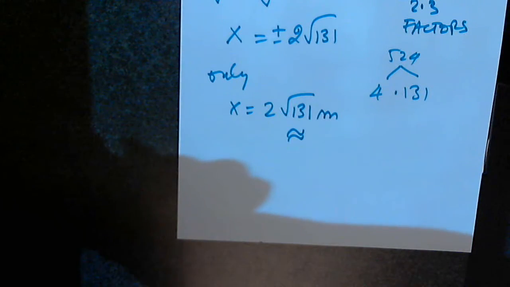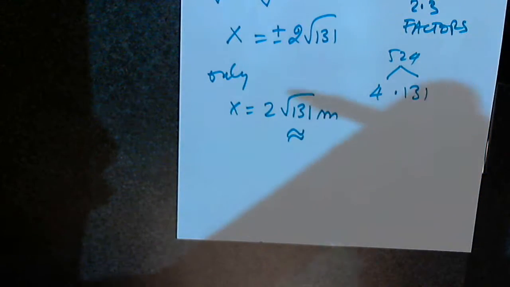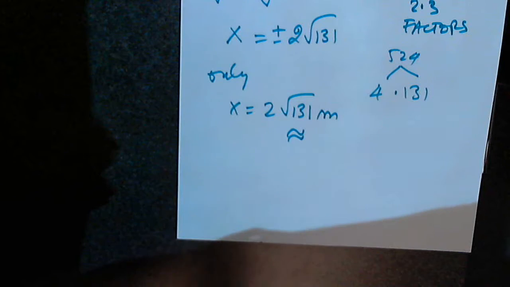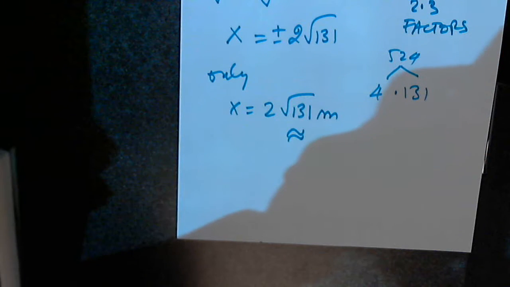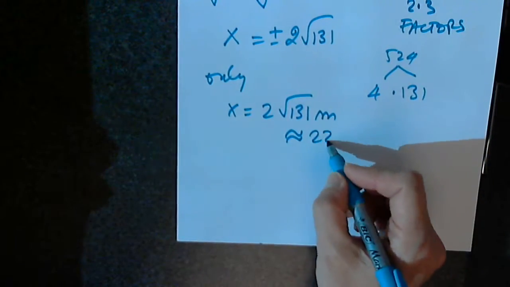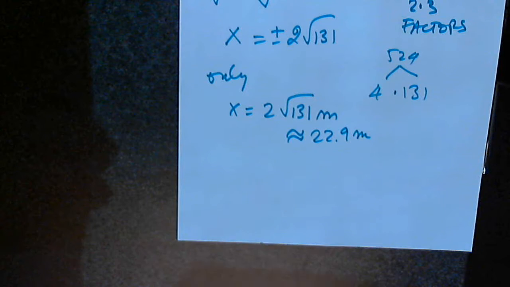Where's my calculator? I have it here, I think. Oh, yes, I do. So you can approximate it. You can always approximate when we talk about a distance or a length. So 2 times the square root of 131. I got approximately 22.9 meters. Is that okay? Okay.